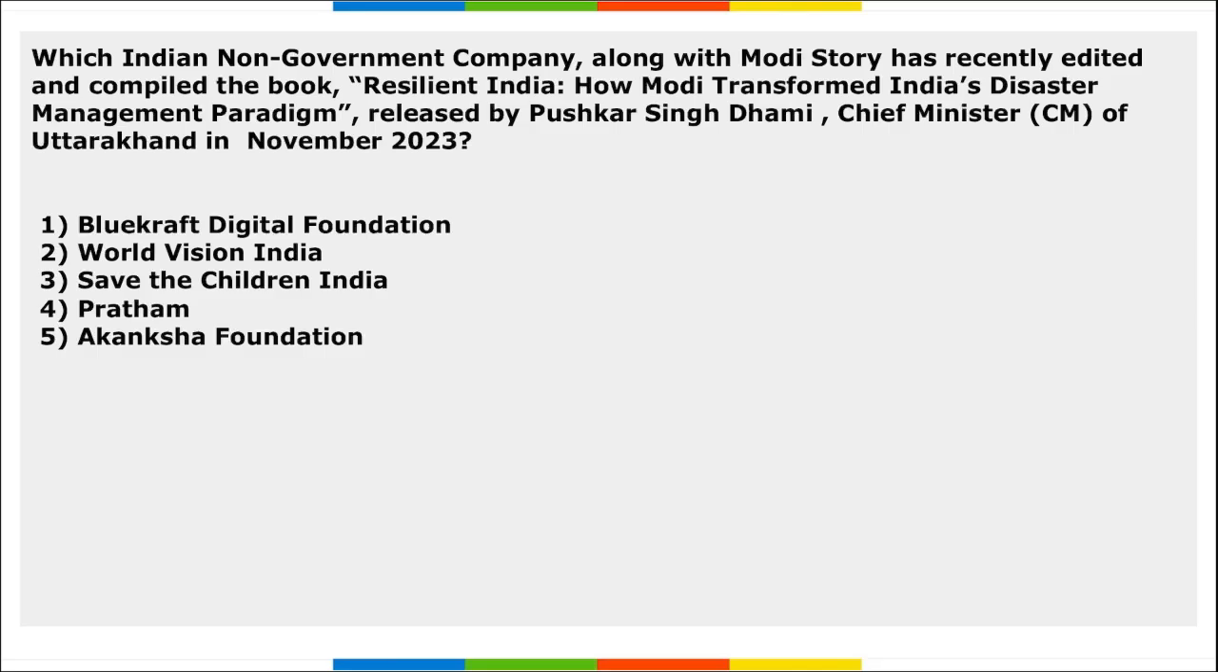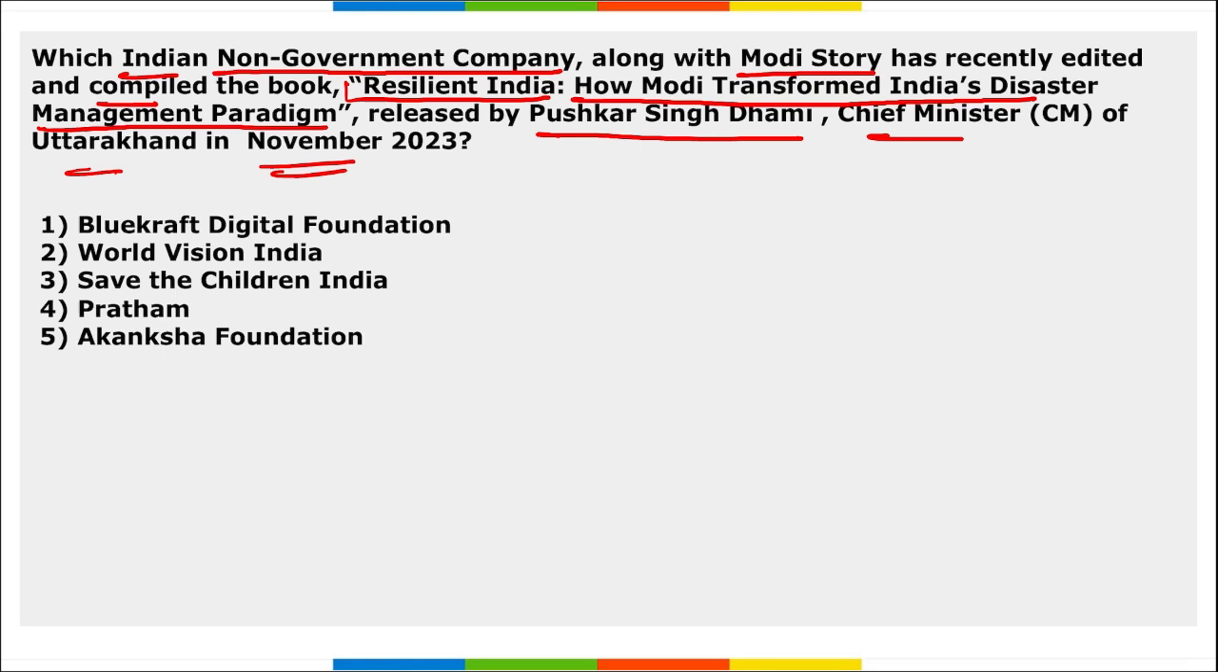So friends, these were your some questions related to sports. Now let's move to some questions related to your books. First, which Indian non-government company along with Modi Story has recently edited and compiled the book Resilient India, How Modi Transformed India's Disaster Management Paradigm? This book was released by Pushkar Singh Dhami, Chief Minister of Uttarakhand, and it was released in November 2023. Question asked is, which is that Indian non-government company along with Modi Story they have edited and compiled this book? This was done by Blue Craft Digital Foundation. Option A is rightly mentioned here.